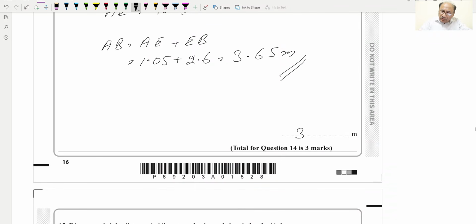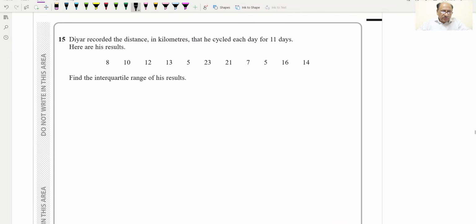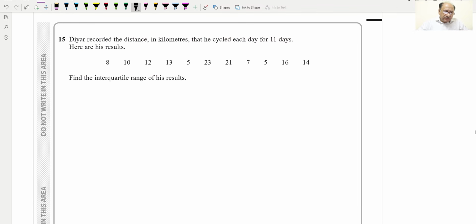Hopefully you understood this question as well, and this was a 3-mark question. Now this is question number 15, a very easy straightforward question, and this is also 3 marks. They are saying they recorded the distance in kilometers that he cycled each day for 11 days. Here are his results. So find the interquartile range.